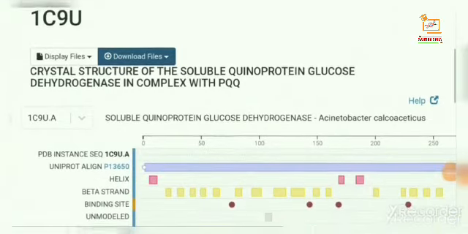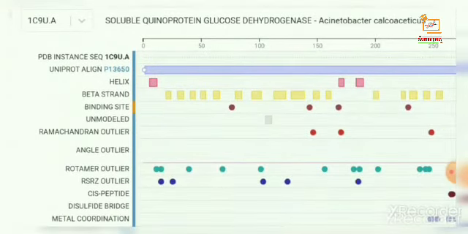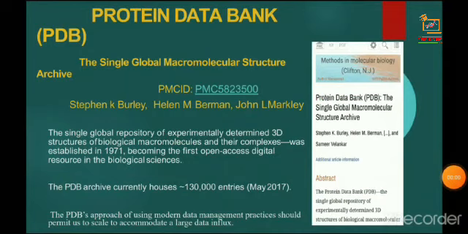Protein feature viewer will display the full range of available feature, structural and biological annotation and the alignment between polymer instances, chain and UniProt KB sequences. Okay, this is an article of the PDB database.